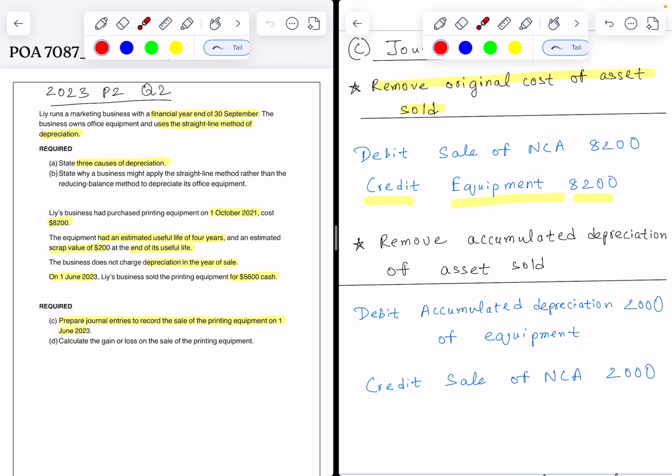Now that we have sold our equipment, we do not report it any longer in our business financial statements. Therefore, we would reduce this accumulated depreciation of equipment, and to reduce that, we will debit it, because when accumulated depreciation goes down, we debit it. So we debit accumulated depreciation of equipment by $2,000 to reflect this decrease, okay? And at the same time, we are doing this because we have sold this asset. That's why the corresponding credit entry is the sale of non-current asset account by $2,000. Again, make sure to write the full form in exam.